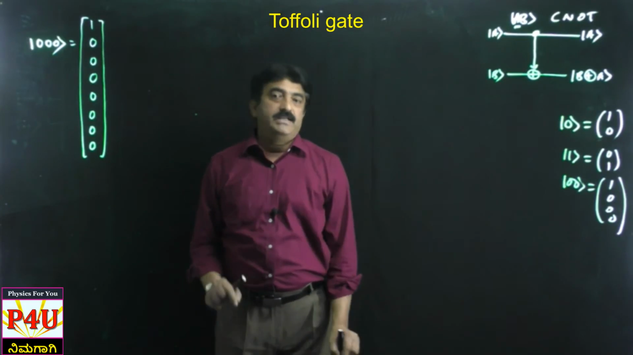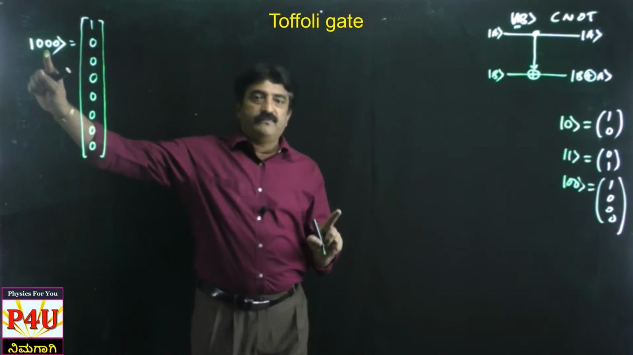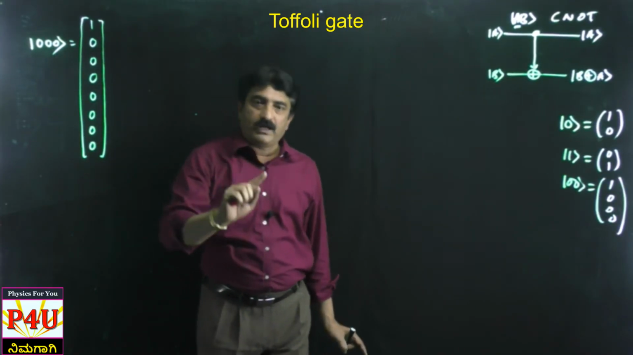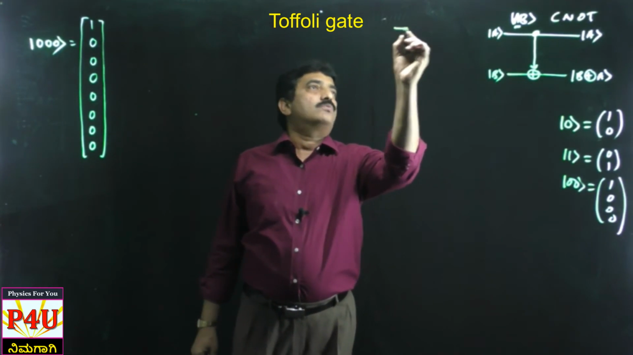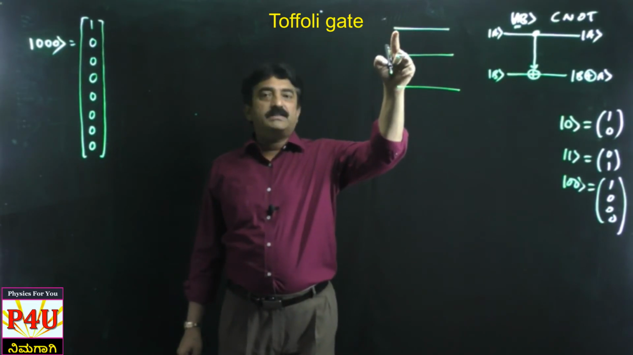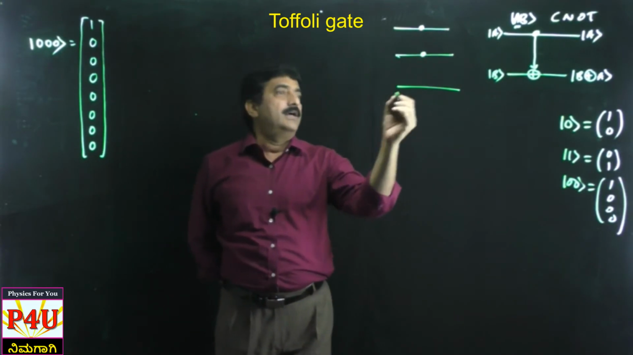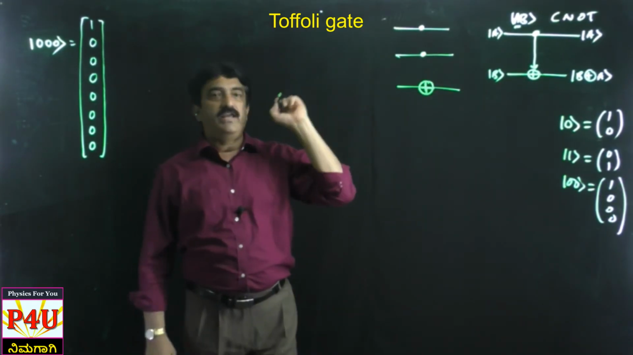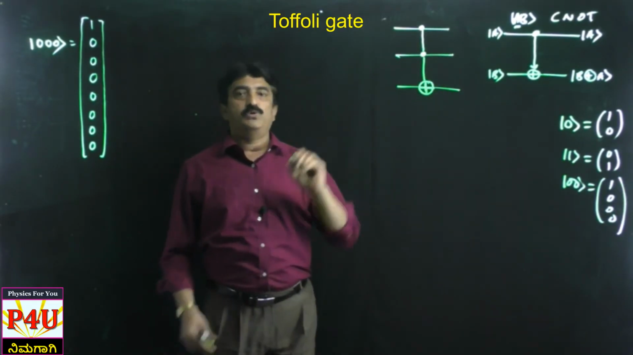In the Toffoli gate, follow carefully. The first two qubits are control and the last one is the target. Remember, this is a 3-qubit system, therefore there must be 3 lines, 1, 2 and 3, right? So the first one is control, so I write a dot here. The second one is also control, I write a dot here. The third one is the target, I write a plus mark here. Okay, this is the Toffoli gate. So this will act on this, right? This is the circuit symbol.